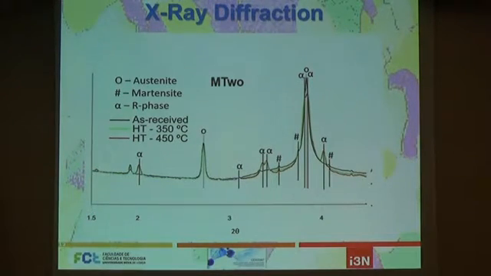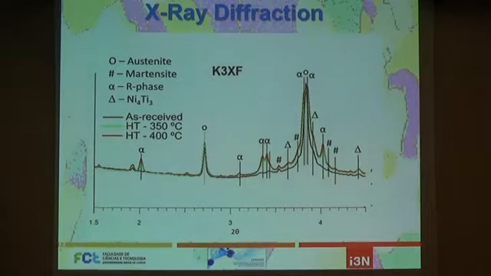R phase. But I should also call your attention to another aspect. It's more noticeable on the K3XF, but also possible to be identified on the other ones: the presence of Ni4Ti3, a very well-known precipitate appearing with lower temperature aging for this type of materials.